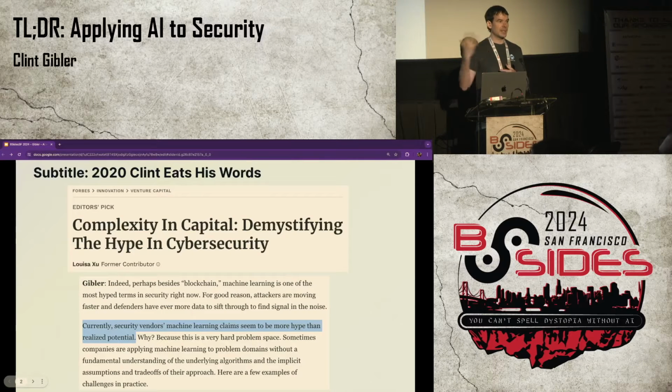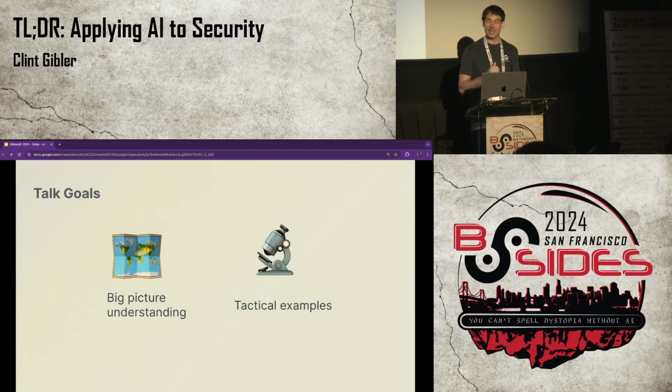This talk also has a subtitle: 2020 Clint Eats His Own Words. This is a blog post I wrote with a friend where I said AI and security is overhyped. Obviously, a lot has happened since then.